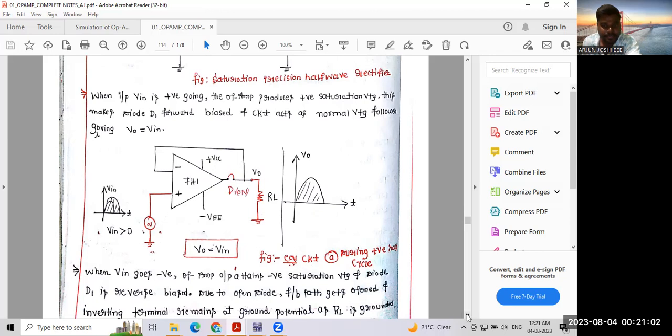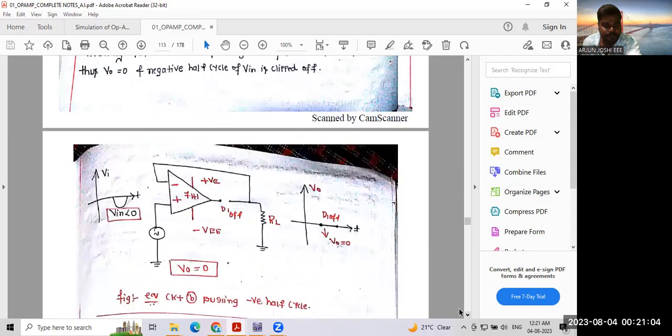Now let's understand the negative half cycle. Whenever we give a negative supply to the op-amp, it is going to generate negative output only, because it is a non-inverting amplifier. So with negative output, the diode is going to act as an open switch. Why? Because the anode is negative, so it acts as an open switch. Open switch means V0 is equal to 0.